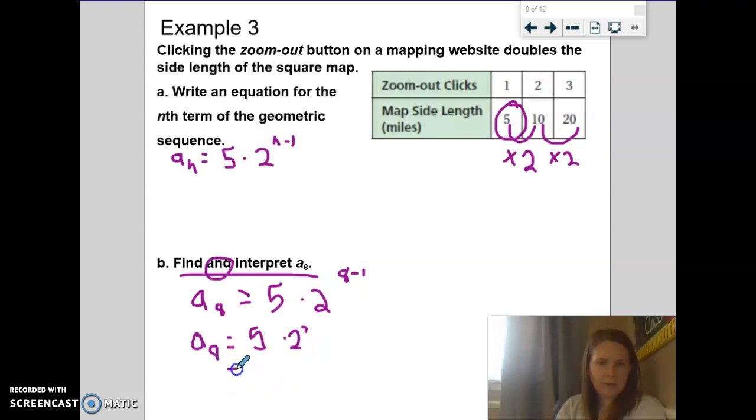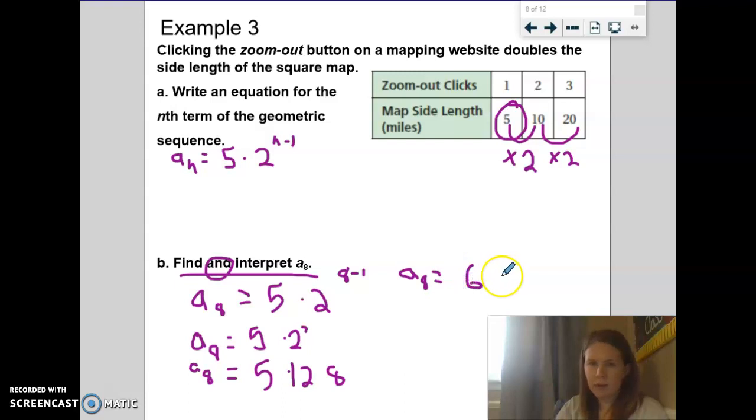To solve this, I would first figure out what 2 to the 7th is. I don't really want to calculate it all, so I'm grabbing my calculator. 2 to the 7th gives me 128, so I'm taking 5 times 128. And that's my a sub 8. So I'm going to take my calculator, take this number, multiply it by 5, so that's 128 times 5. And it looks to be that I get 640. And if I want to add my units, we're talking about miles.